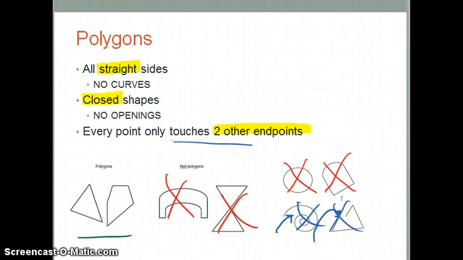So if I go to a different point, let's say I go to this one, it's only going to cross 1, 2. If I do it to the last one, again, it only crosses 1, 2 times. So just know the difference, practice the difference between what is a polygon and what is not.